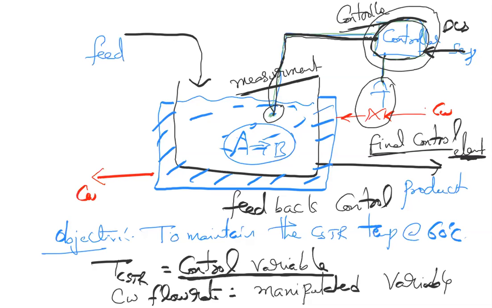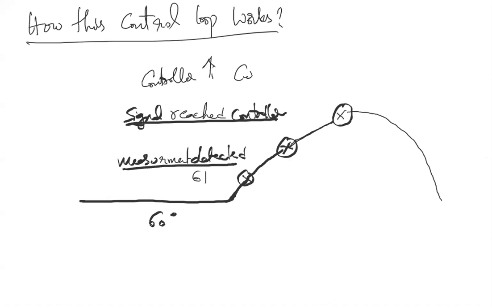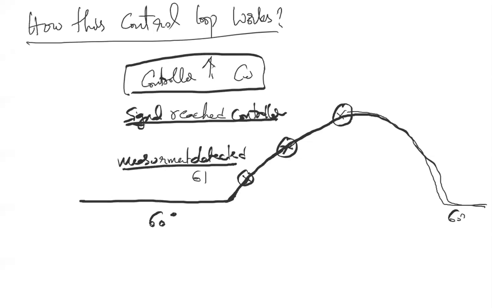So this is where the first measurement detected 61, the signal reached the controller, then the controller increased the cooling water flow rate. That is how it decreases the temperature back to 60 degrees. Because of the controller, even if the temperature rises, the temperature will come back to 60 degrees by opening the cooling water flow rate. So the controller opens the cooling water flow.